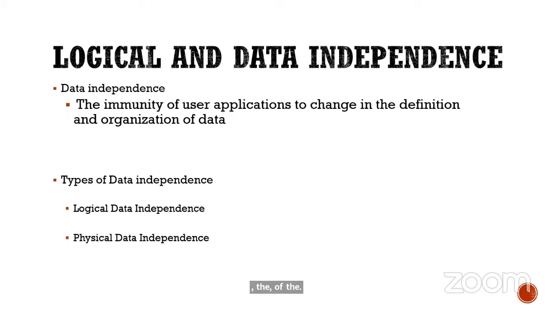If you are a student and you change your color from black to red, does it affect your function as a student? Class? No, sir. I can't hear you. Not at all, sir. Good. That's what we call data independency. That is to say, the immunity of the user application to changes in definition or organization of data.